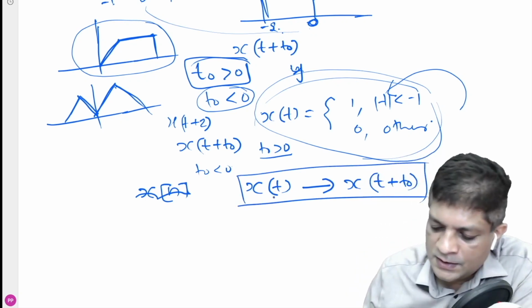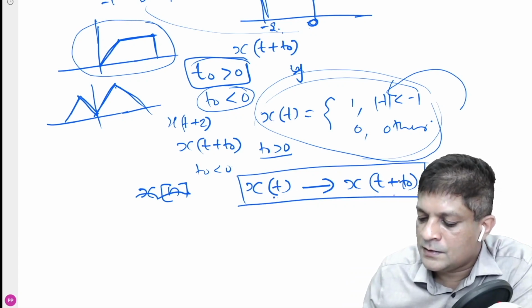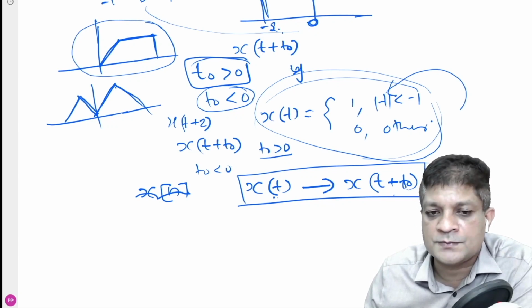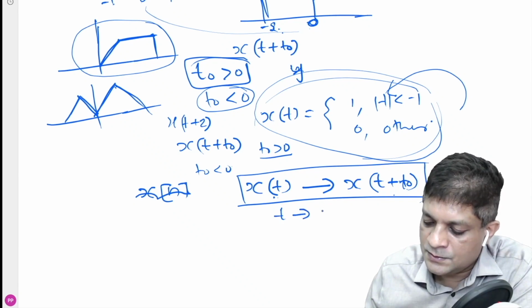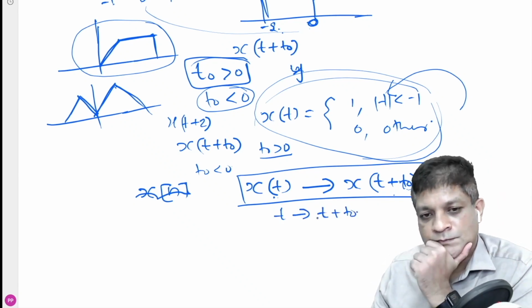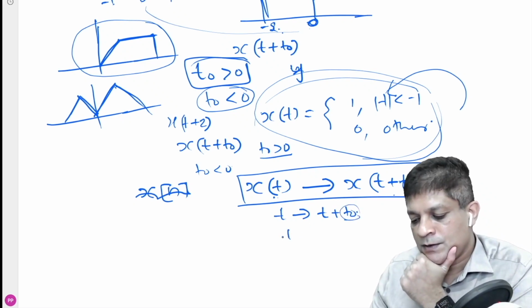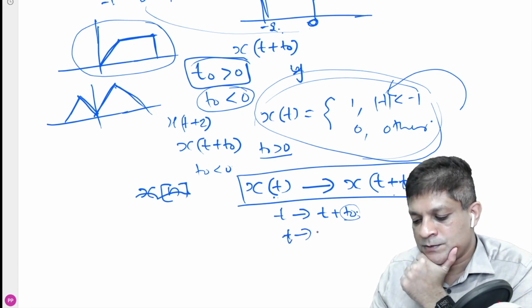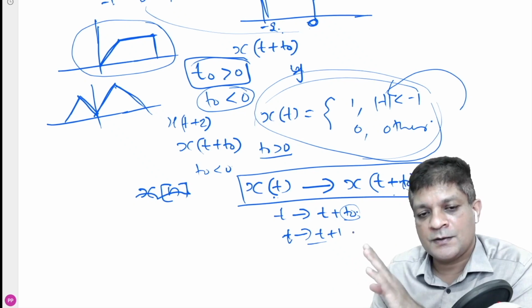That means x(t) to x(t plus t naught). That means this is time shifting by t naught. Sometimes I even use this notation, t to t plus t naught. That means it is a time shifting by t naught. If I am using t to t plus 1, that means we are shifting the signal left by 1.